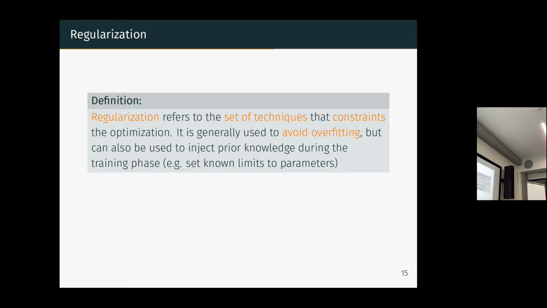For example, if you know that some parameters should be between 0 and 1, this also will be considered as a regularization technique. But here I will focus more on the problem of overfitting and how you can use regularization. So L1, L2 regularization is only one type of regularization. This is not the only type, but this is the one we have seen. There are other types of regularization.